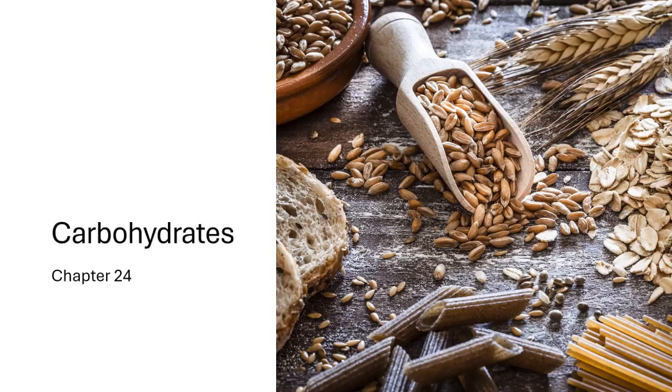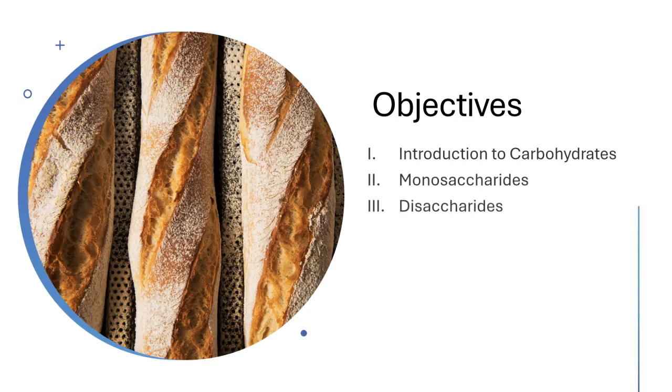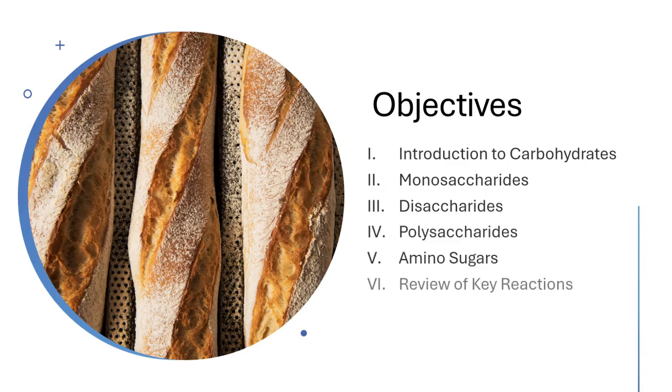Carbohydrates, Chapter 24. Objectives. 1. Introduction to carbohydrates. 2. Monosaccharides. 3. Disaccharides. 4. Polysaccharides. 5. Amino sugars. 6. Review of key reactions.